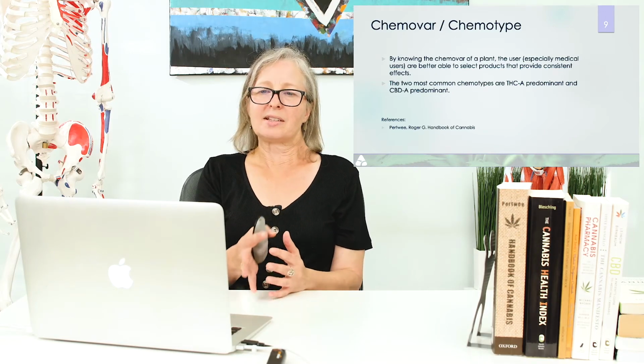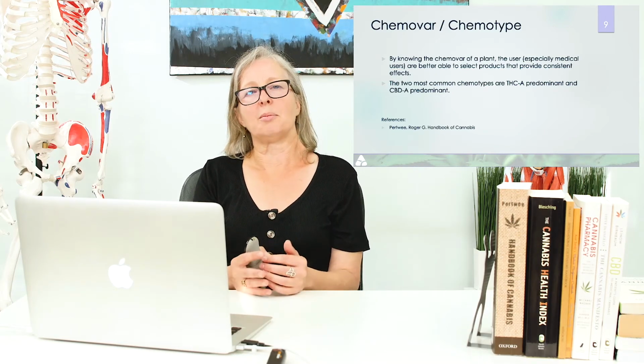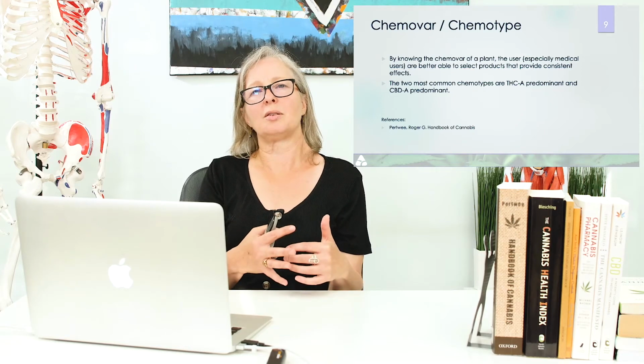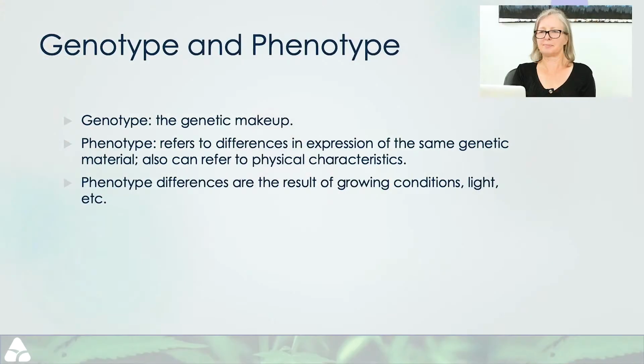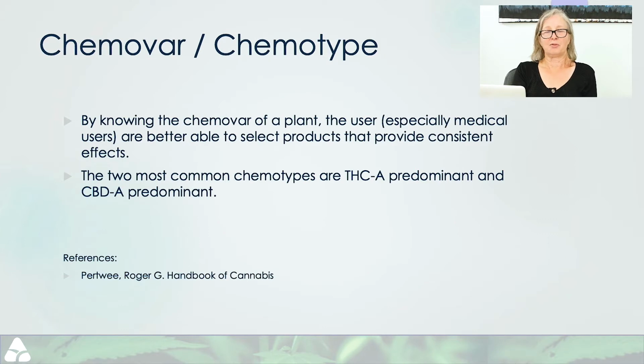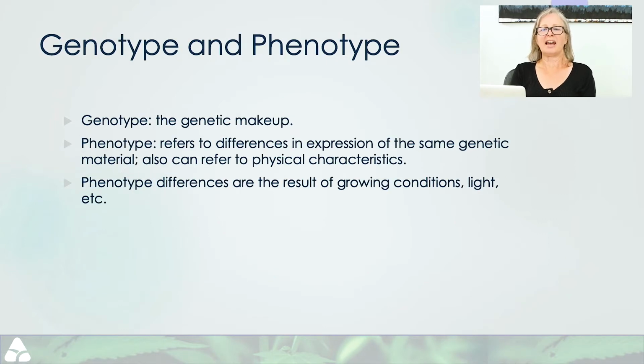So knowing the chemovar, the chemotype of a plant is really going to be very important as we are using these products for medicinal purposes. The two most common chemotypes that we have right now are THCA predominant and CBDA predominant, and we'll learn more about what that means in a minute.